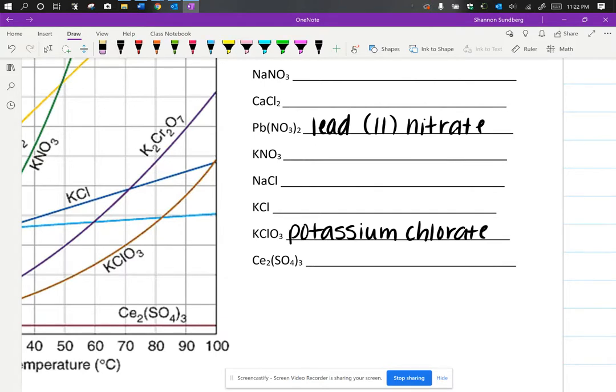And then this last one here could also be maybe sketchy. The Cs is cesium and the SO4 is sulfate. So cesium sulfate. The rest should be okay.